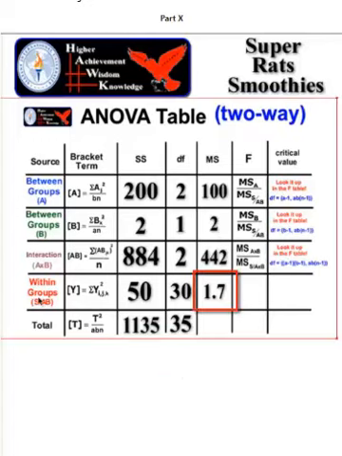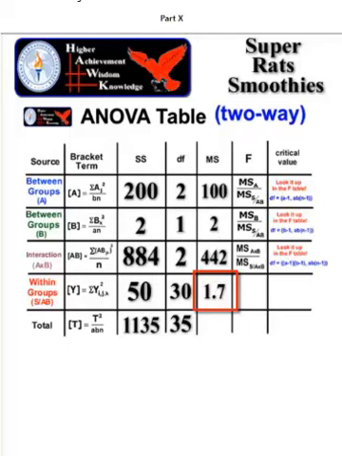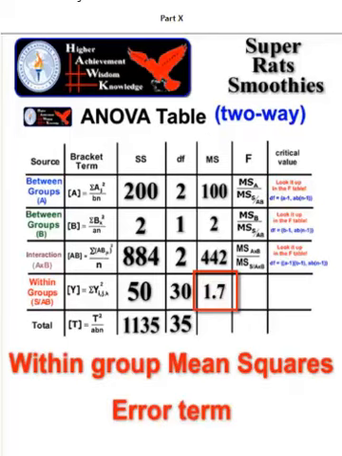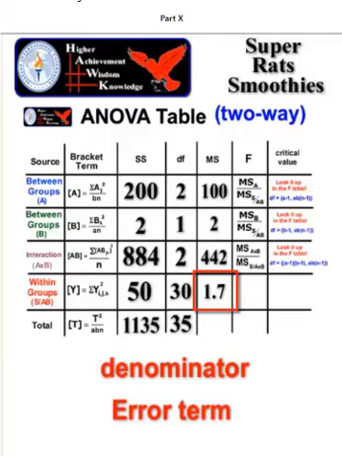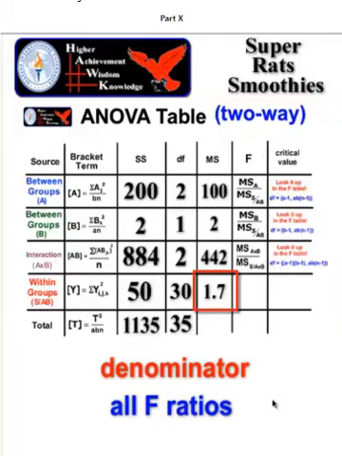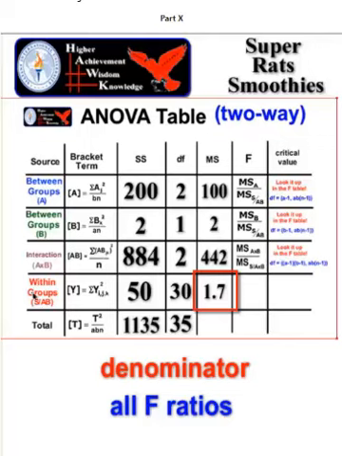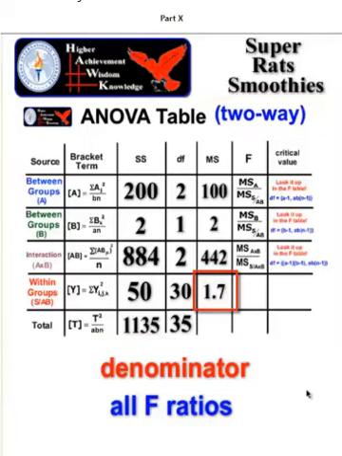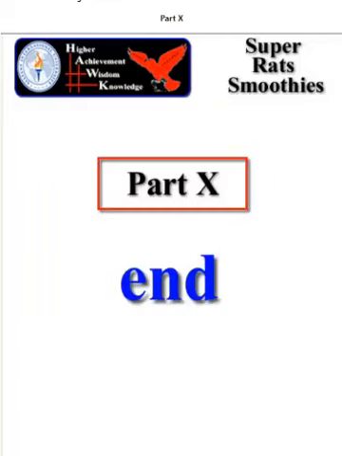This is very, very important. The within groups mean square is also called the error term. It is very, very important that you know what this means. This is your error term, within group mean squares. And what you're going to do with that, it's going to be the denominator for all of your F ratios once we start making our comparisons here with the F ratios. So your within group mean squares is your error term and will be the denominator for all of these F ratios. So that's it for this one.